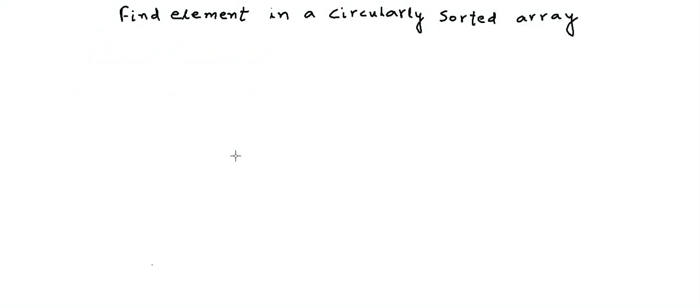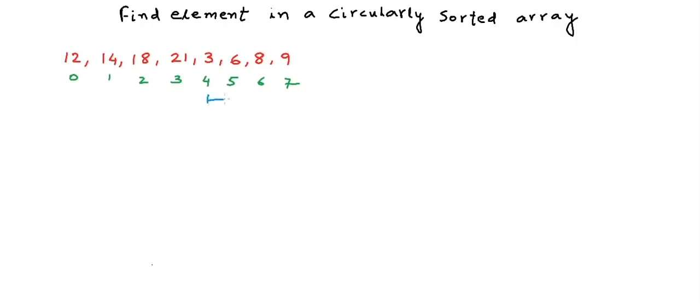In this lesson, we will solve yet another very famous programming interview question. And the question is that we are given a circularly sorted array, which means that a sorted array has been rotated. And in the previous lesson, we had also solved a problem where we wanted to find out the number of rotations in a circularly sorted array. This is an example of a circularly sorted array.